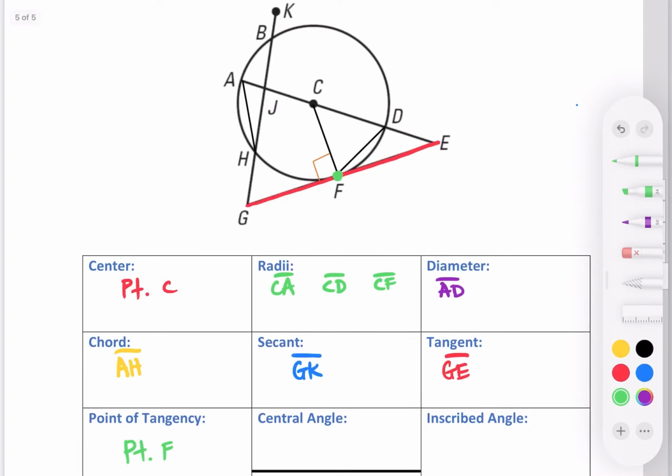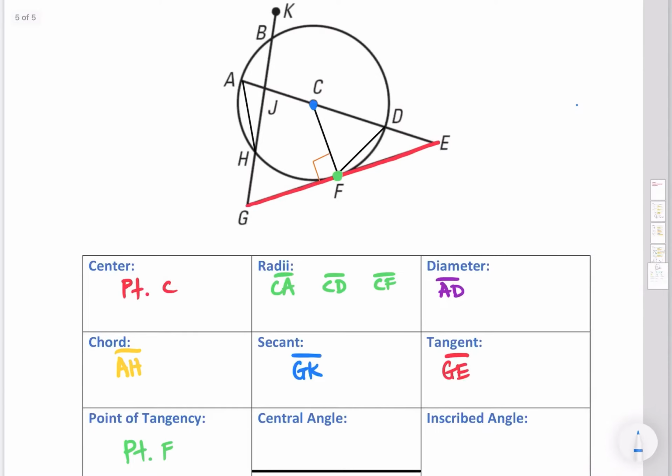A central angle means that the vertex has to be at the center of our circle. So at the center of our circle we have this point C, and we're going to look for any angle where the vertex is at point C, such as this angle right over here. If we were to name it, we have to name it with three letters. That's going to be called angle DCF or FCD. You could also name other angles like ACF or FCA, or even the straight angle ACD, which is 180 degrees.